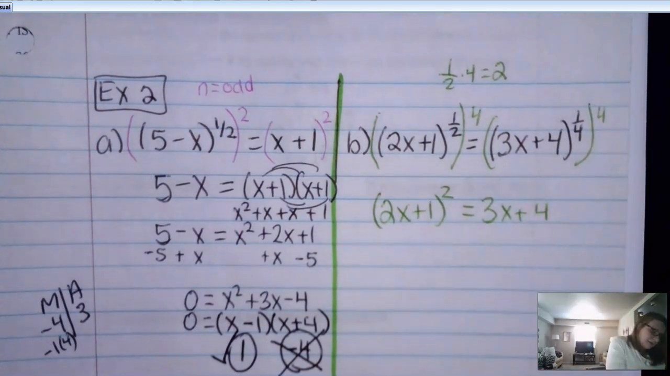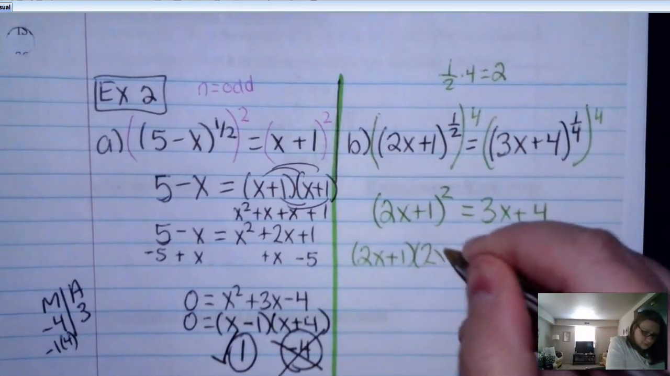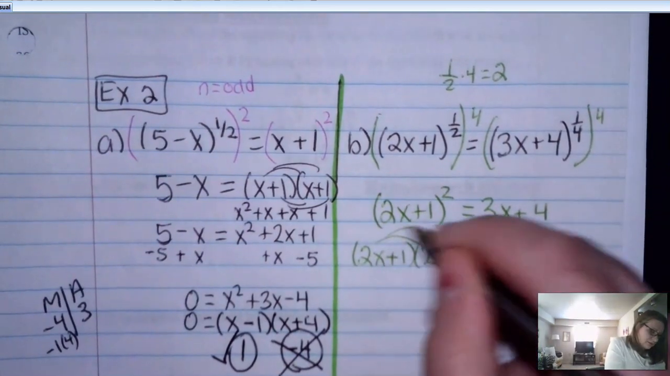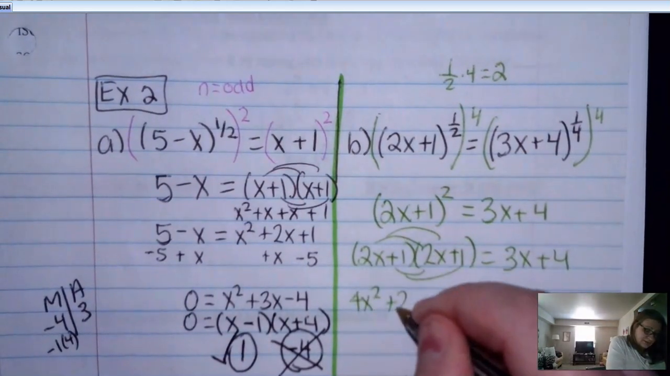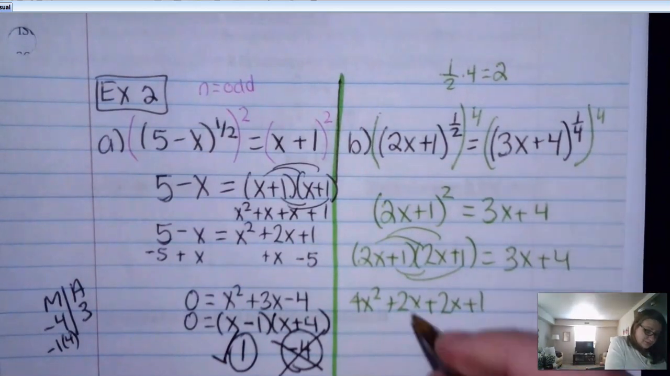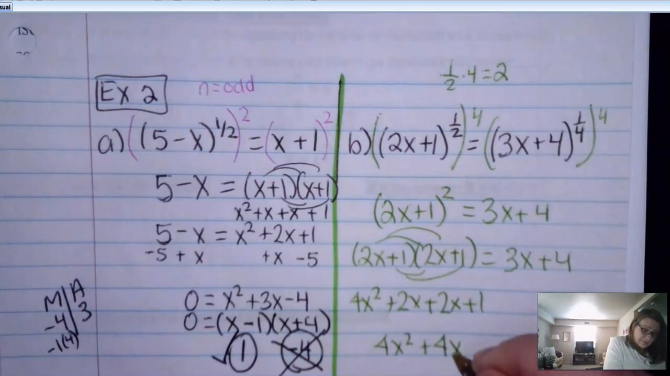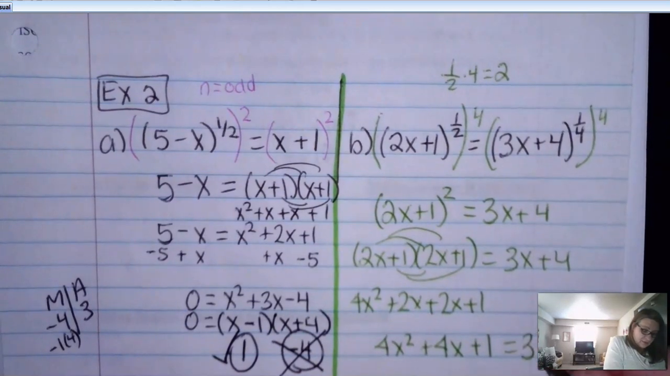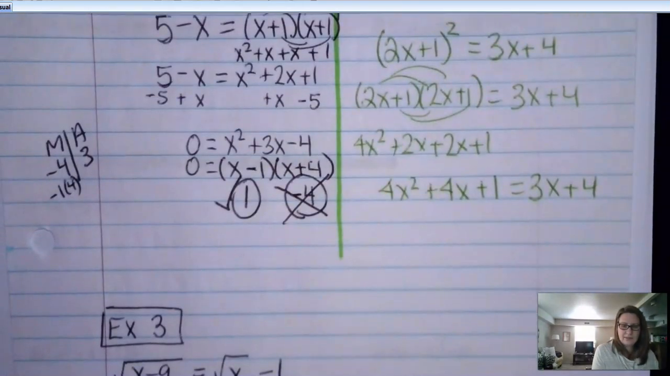Now, what's going to happen here, we're going to have to multiply this out. FOIL or box, it's completely up to you. I'm going to get 4x squared plus 2x plus another 2x plus 1. Totally simplified, we'd get 4x squared plus 4x, and then plus 1. And then I'm just bringing down that 3x plus 4.